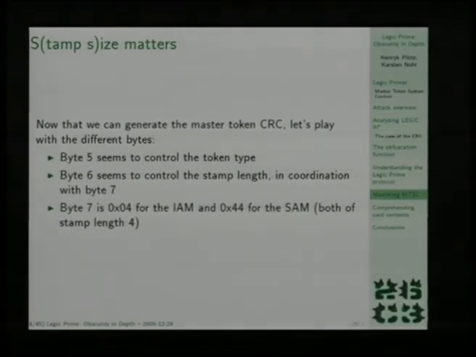It turns out that byte 5 seems to control somehow the token type. Byte 6 somehow seems to affect the stamp length in coordination with byte 7. And for the cards that we saw in our short stint, the stamp length was 4, so byte 7 had 4 in there.